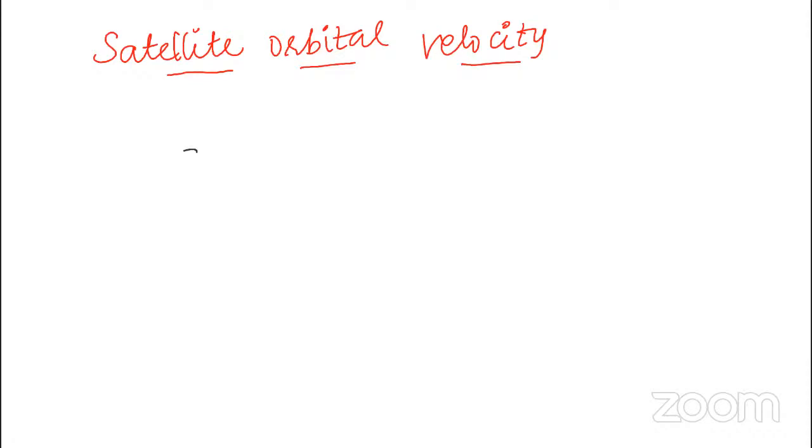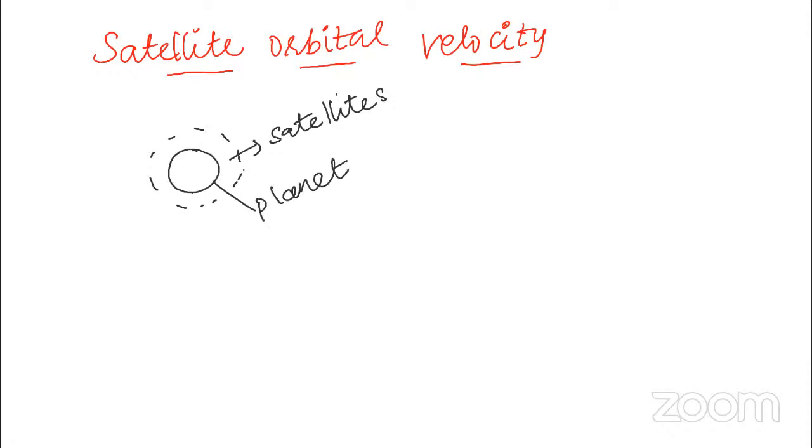So, if you imagine that it is a planet, we are sending many satellites to the space. Here it is a planet. The satellites are revolving in a particular orbit with some speed. That speed we can name as the orbital velocity.